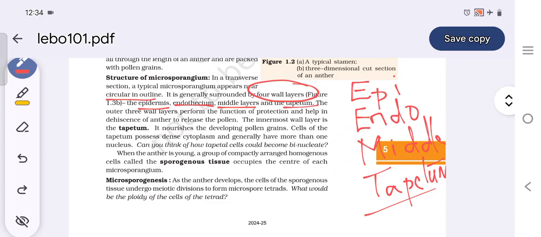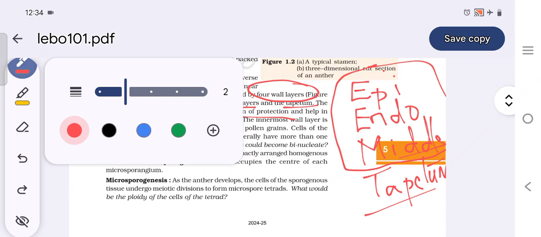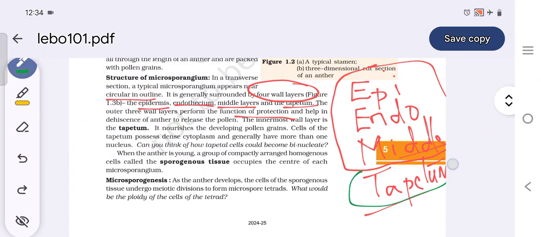Now the outer three layers are protective in function, right? The outer layers are protective in function, and this will be the innermost. This is the innermost layer, which happens to be the nourishing layer. What is it nourishing? It is nourishing the developing pollen grains. So that's about the structure of microsporangium.